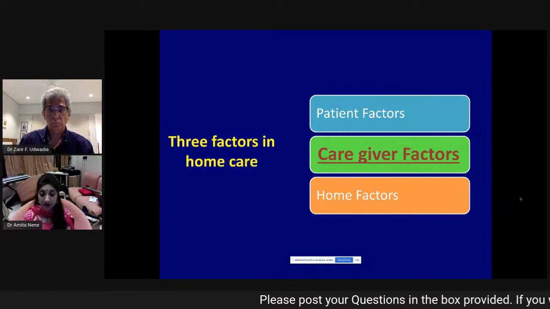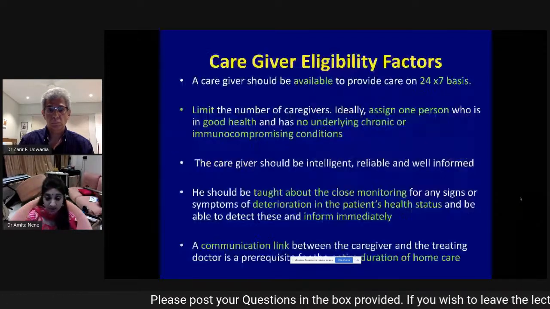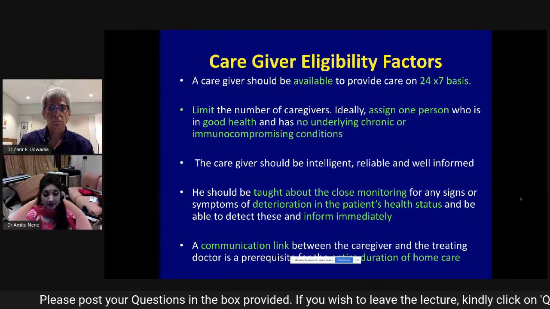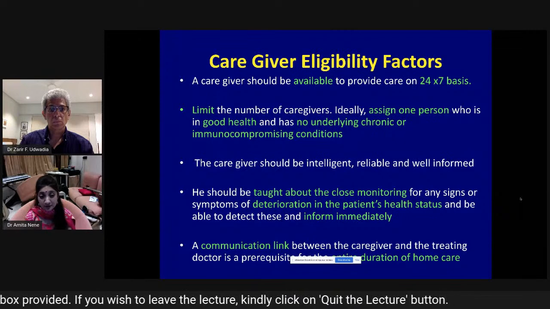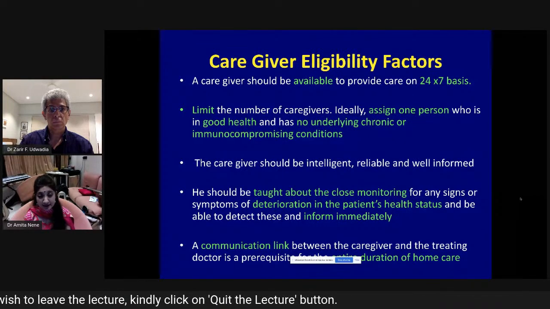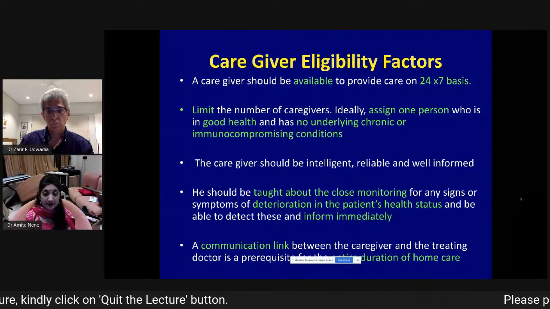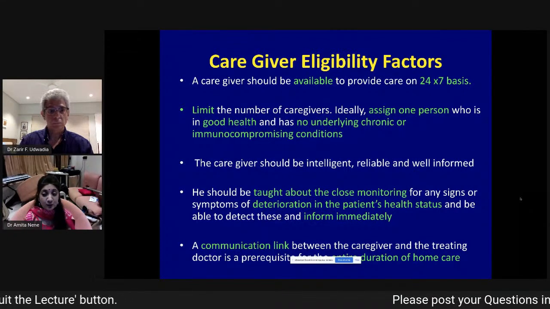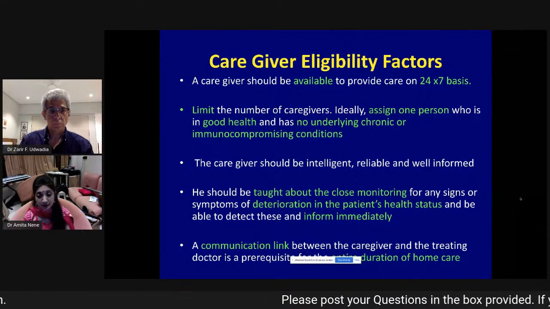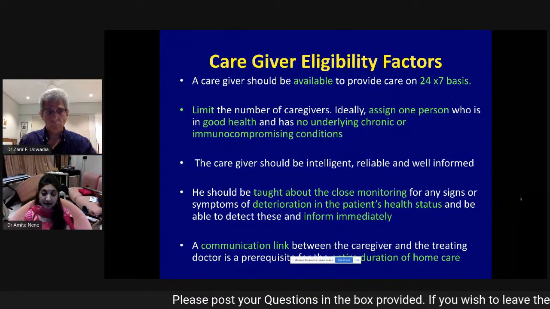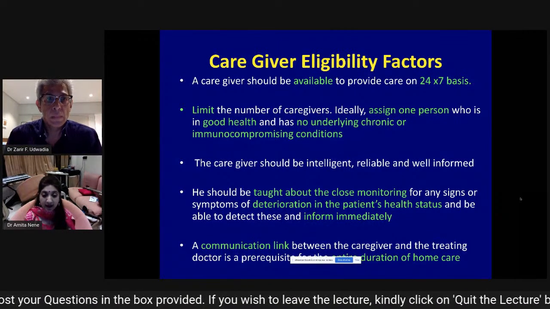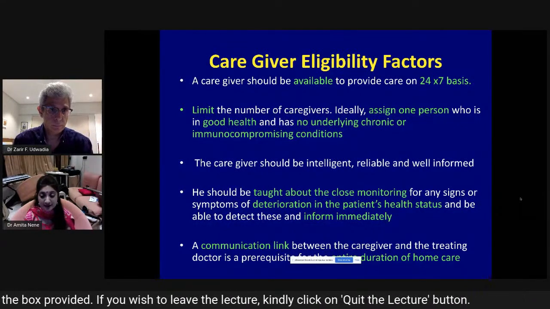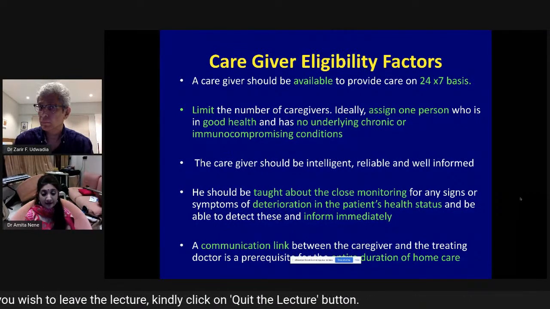Caregiver factors are very, very important. So a caregiver should be available to provide care on 24/7 basis in the house of the patient. What is really important is that we should limit the number of caregivers. Ideally, we should assign only one person who's in good health and has no underlying chronic or immunocompromising conditions as a caretaker. And this caretaker, of course, should be intelligent, reliable, and well informed.